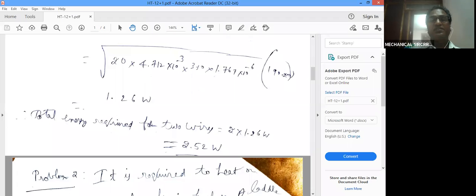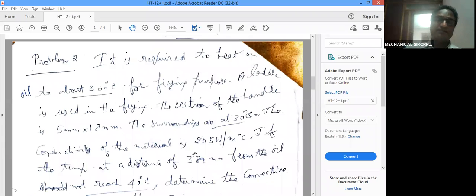So for soldering of two wires, you require energy for two wires. That's why the total energy required for two wires is equal to 2 into 1.26 watts, that is 2.52 watts. These problems are very, very important. All of you listen very carefully, and solve these problems after completion of the class at home. Verify and also solve more exercise problems.